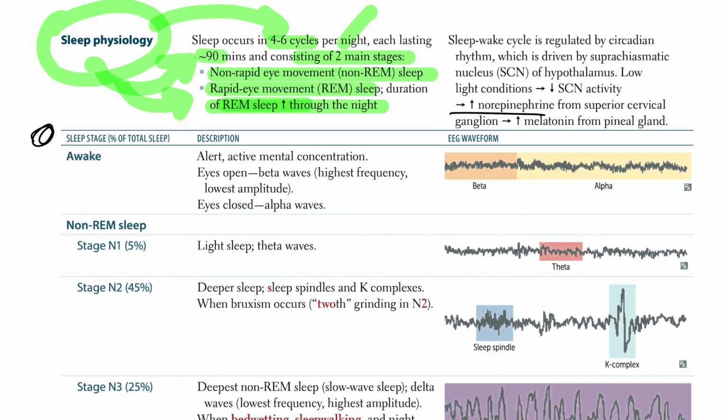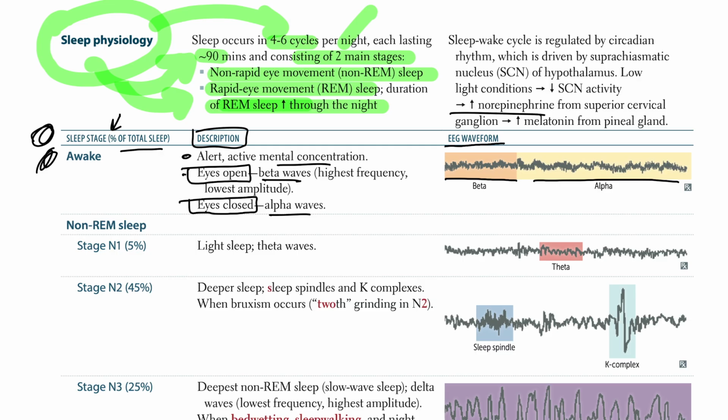Sleep stages are described by the percentage of total sleep and their EEG waveforms. If the patient is awake, the description is alert, active mental concentration, eyes open, and you're going to have a beta wave, which is high frequency, lowest amplitude. With eyes closed, you will have alpha waves. And alpha waves are these on the right side.